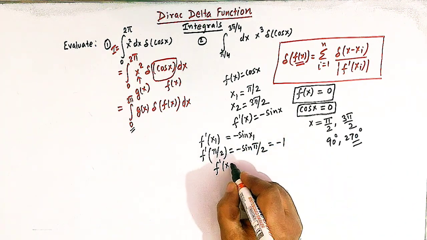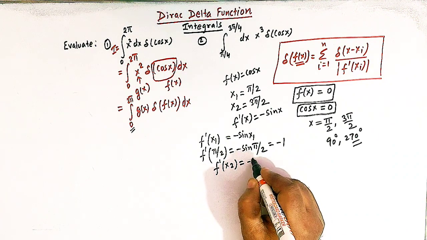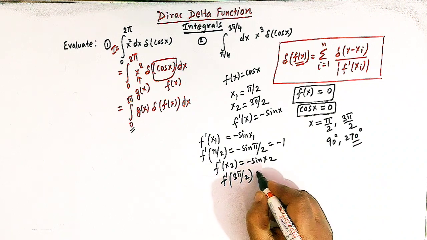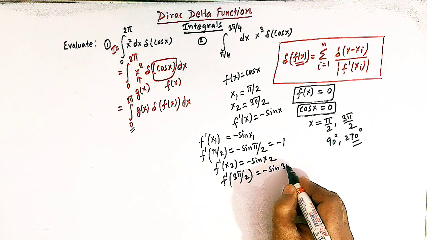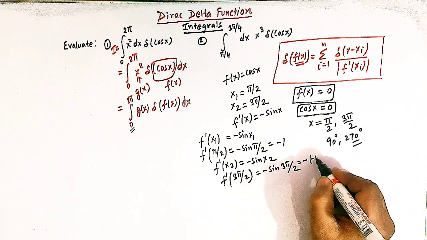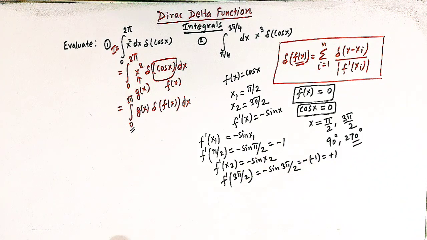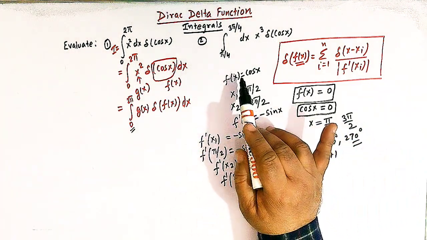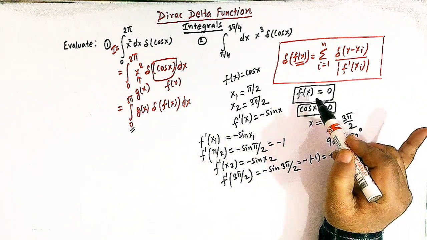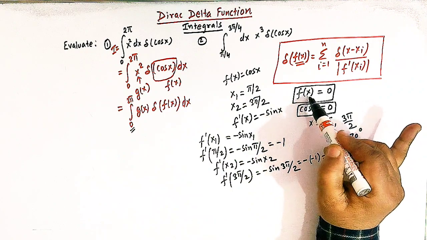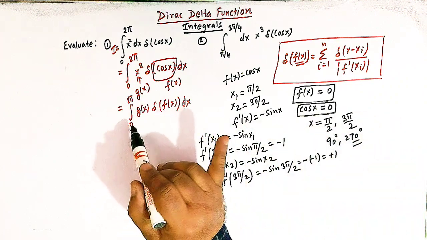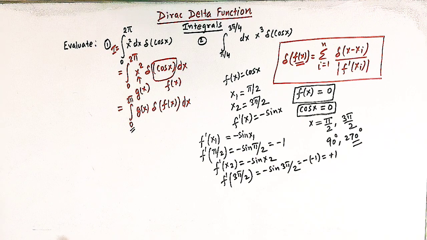Similarly, f prime of x2 is given by negative sine x2. So f prime of 3 pi by 2 is given by minus sine 3 pi by 2, that is equal to minus, and sine 3 pi by 2 is minus 1, so we have plus 1. So we have obtained the derivative of the function at these two roots. x1 and x2 are the roots of the equation f of x is equal to 0, and we have considered only the two roots which fall between 0 and 2 pi.